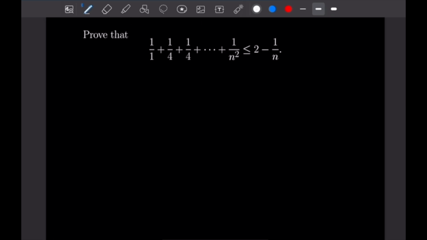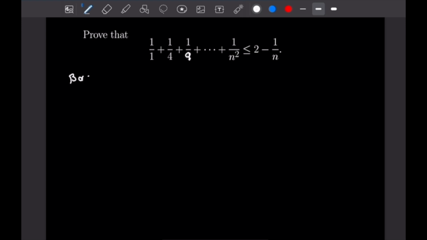For this one, we want to prove that the sum of 1 over the first n squares is less than or equal to 2 minus 1 over n. And I think we have a bit of a typo here. This 1 over 4 should be a 1 over 9, like that. Okay, great. So let's go ahead and proceed by doing our base case.